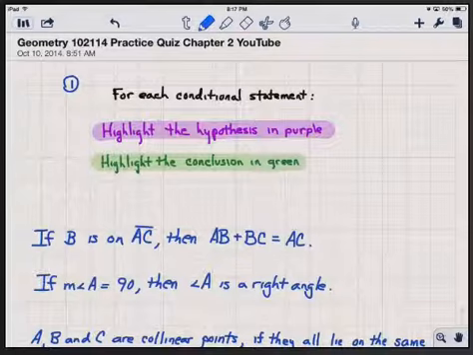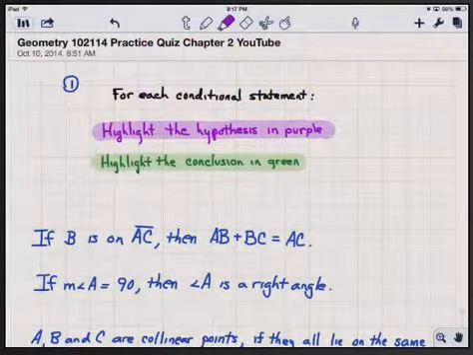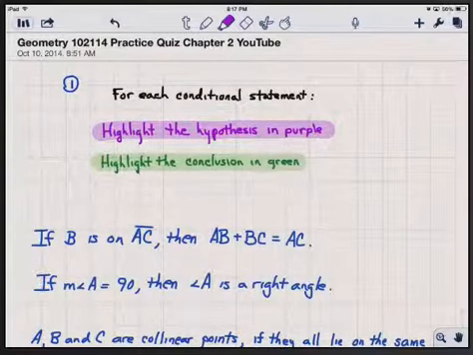Okay, we're going to go over the Chapter 2 review. And for problem number 1, we're going to highlight the hypothesis in purple, and we're going to highlight the conclusion in green for each of the following conditional statements. The first conditional statement says that if B is on segment AC, then AB plus BC equals AC.